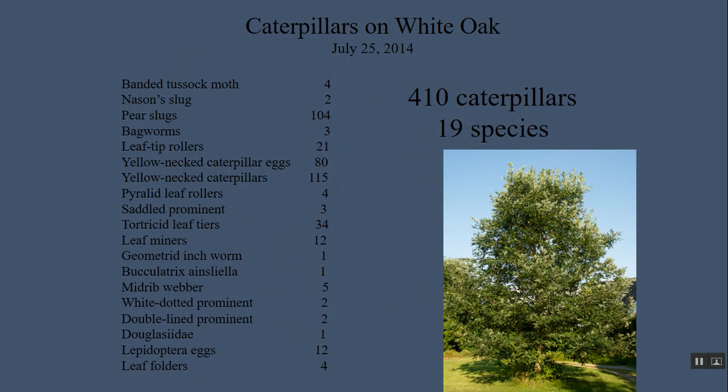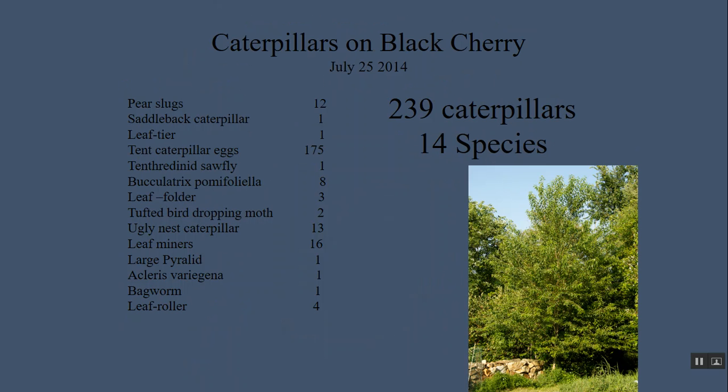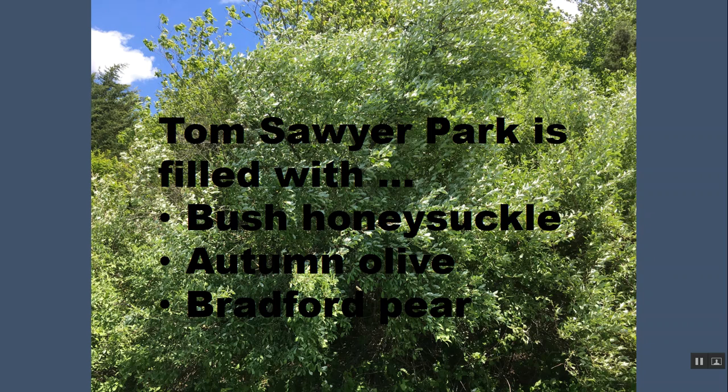Another example, a white oak tree is very productive. A Bradford pear tree is very unproductive. A black cherry tree is very productive. Burning bush is very unproductive. A local example, Tom Sawyer Park is filled with all of these unproductive invasive species: bush honeysuckle, autumn olive, Bradford pear. Join me if you want to make a difference. Let's get out into the parks this summer at Cherokee Park, at Tom Sawyer Park, and other places in order to make a positive difference for biological diversity locally and globally.